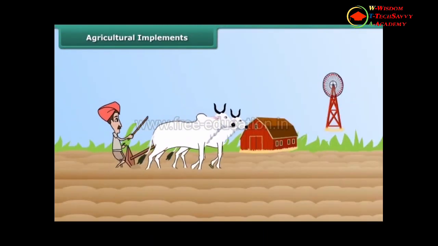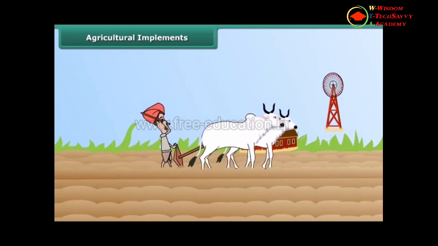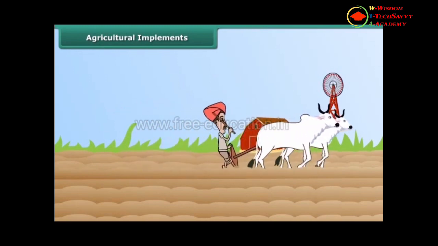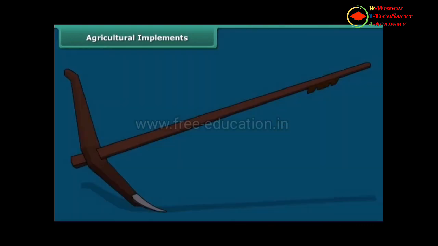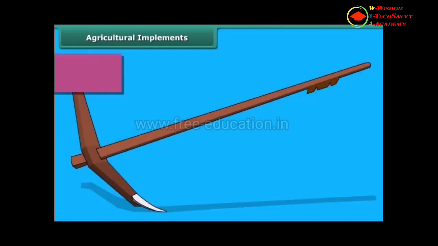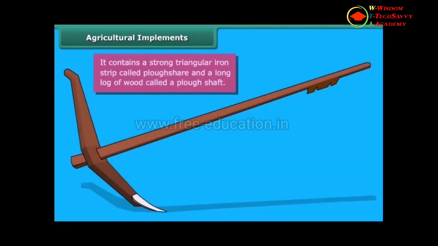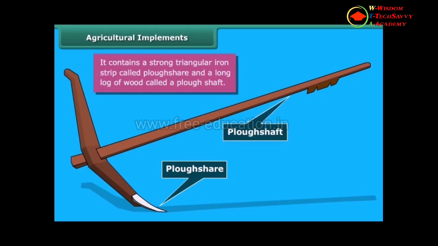Now look at this farmer. He is plowing the field with a plow. As we can see, it is made up of wood. Let us see its structure. It contains a strong triangular iron strip called plowshare, and the main part of the plow is a long log of wood called plow shaft.